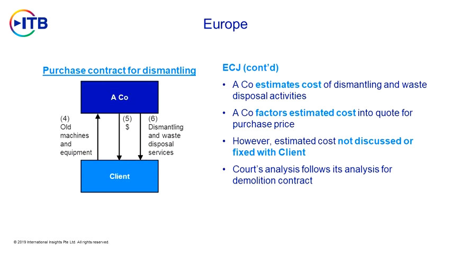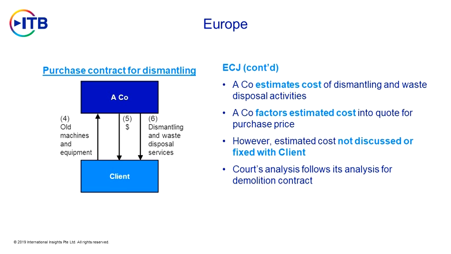The demolition company also enters into a second type of contract, which is called a purchase contract for dismantling. Under this second type of contract, the demolition company, ACO, purchases from a client old machines and equipment, item 4 in the diagram. The purchase contract states a price for the purchase, item 5.